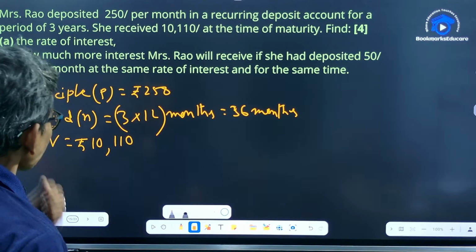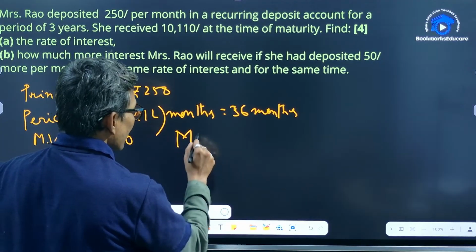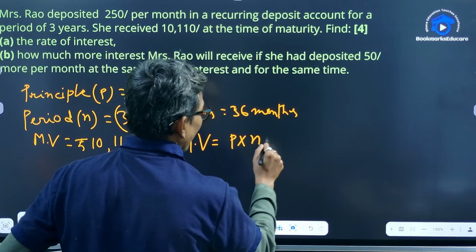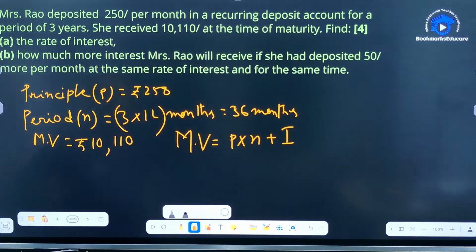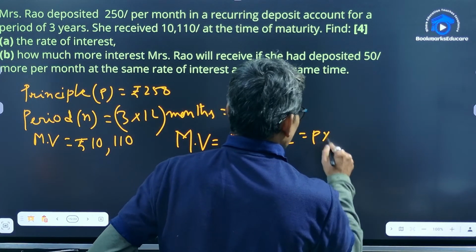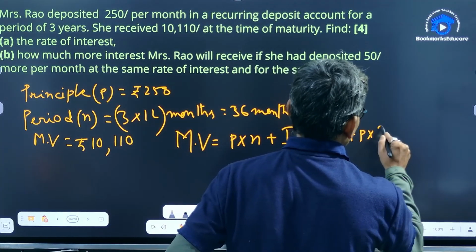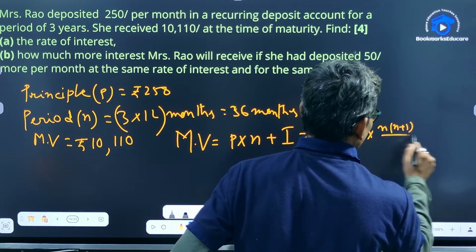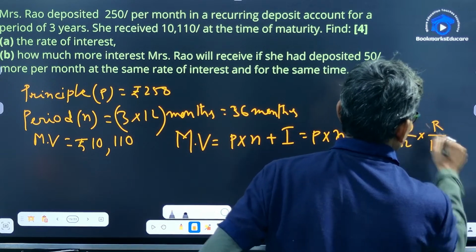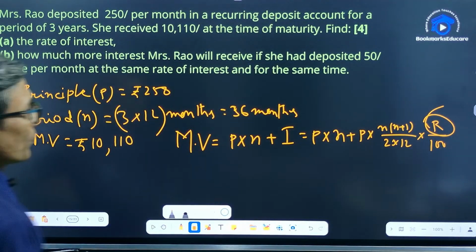So what we know now: MV, maturity value, is equal to P into n plus I. Okay, P into n plus I. So what does I mean? Interest. What is the interest of a recurring deposit? It is P into n into (n plus 1) by (2 into 12) into R by 100. R means rate of interest. Okay, so this is the formula.